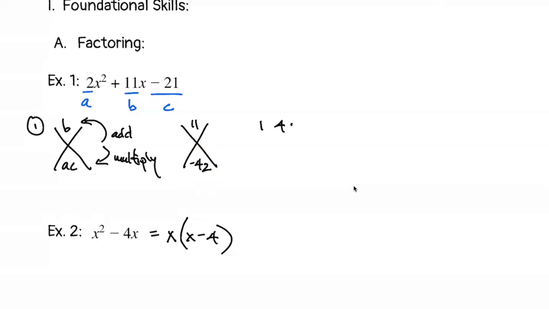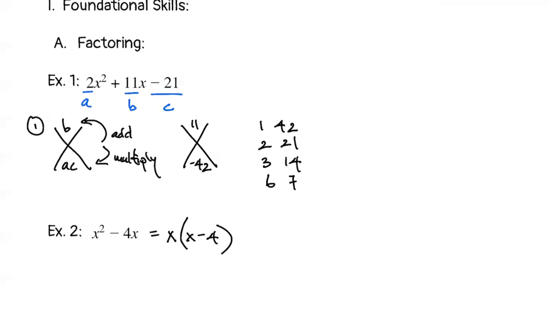So I know 1 times 42 gives me 42. 2 times 21 gives me 42. Does 3 go into 42? Yes, 14. 3 goes into 42 14 times. All right, are there any other factors for that? 6 and 7. Yeah, okay. And then I think that's it.